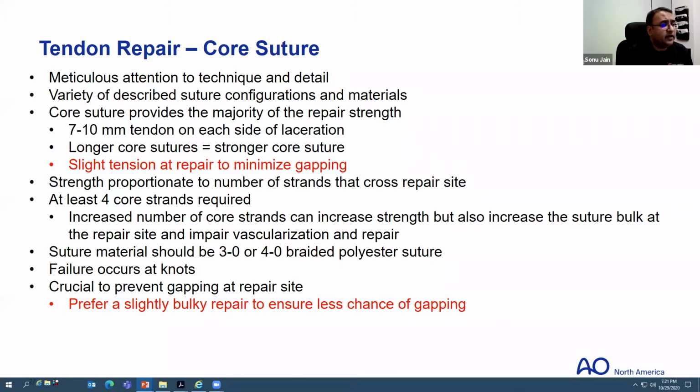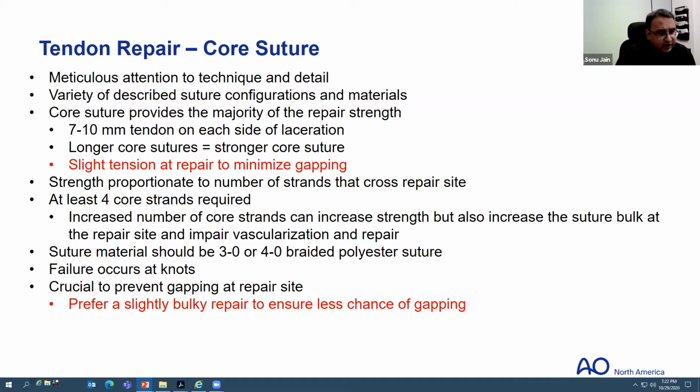So if you have longer core sutures, you get a stronger core suture. And you want tension. Again, repetition. You want some slight tension at the repair site to minimize gapping. And then also the strength is proportionate to the number of strands across that site. So more is better, but you want at least 4. But there's also a downside. The more you increase the number of strands, the more suture bulk you're going to get at your repair site. So obviously, you get to a certain point between 4 and 6, and you can't do 10 because that's not really practical.